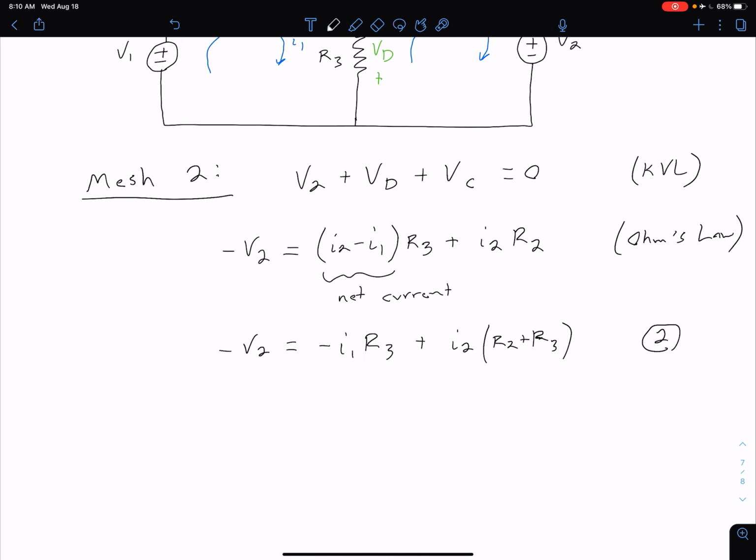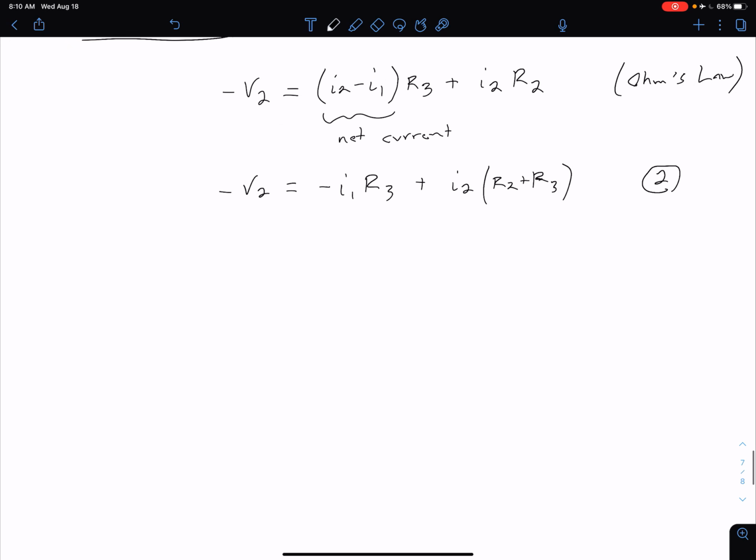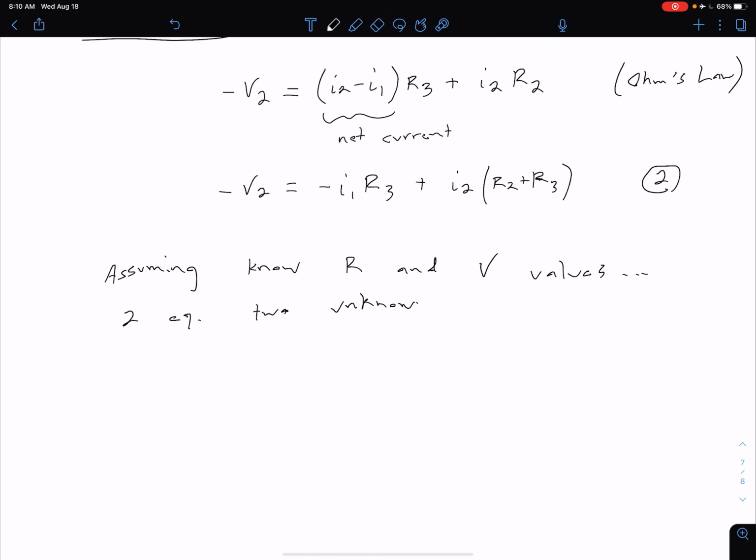So now at this point, let's say we knew our R values, so assuming we had a circuit where we knew our R and V values, we have two equations, two unknowns, which means that we can solve for those mesh currents.